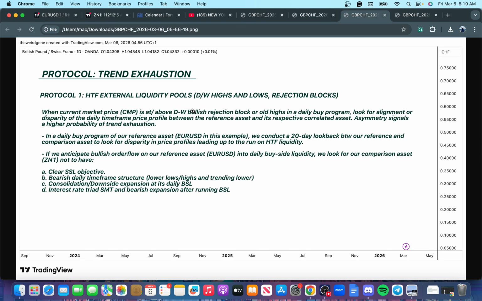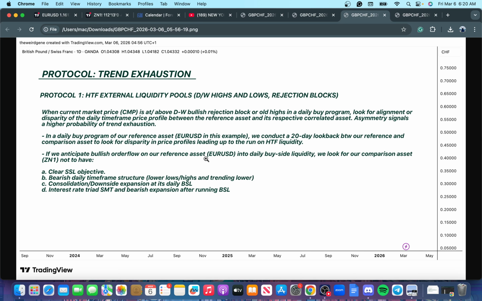So what we're looking for is, in a bullish order flow, when we expect to run up into a buy side liquidity, a general liquidity, right? What we're looking for is the behavior of our comparison asset in the run up to that general liquidity on our reference asset. So what that means is if we're expecting euro to trade higher into a buy side liquidity pool, and we start to see euro trade up into that buy side liquidity pool, what we're looking for is the price behavior of 10-year T notes as euro starts to trade up into that buy side liquidity pool.